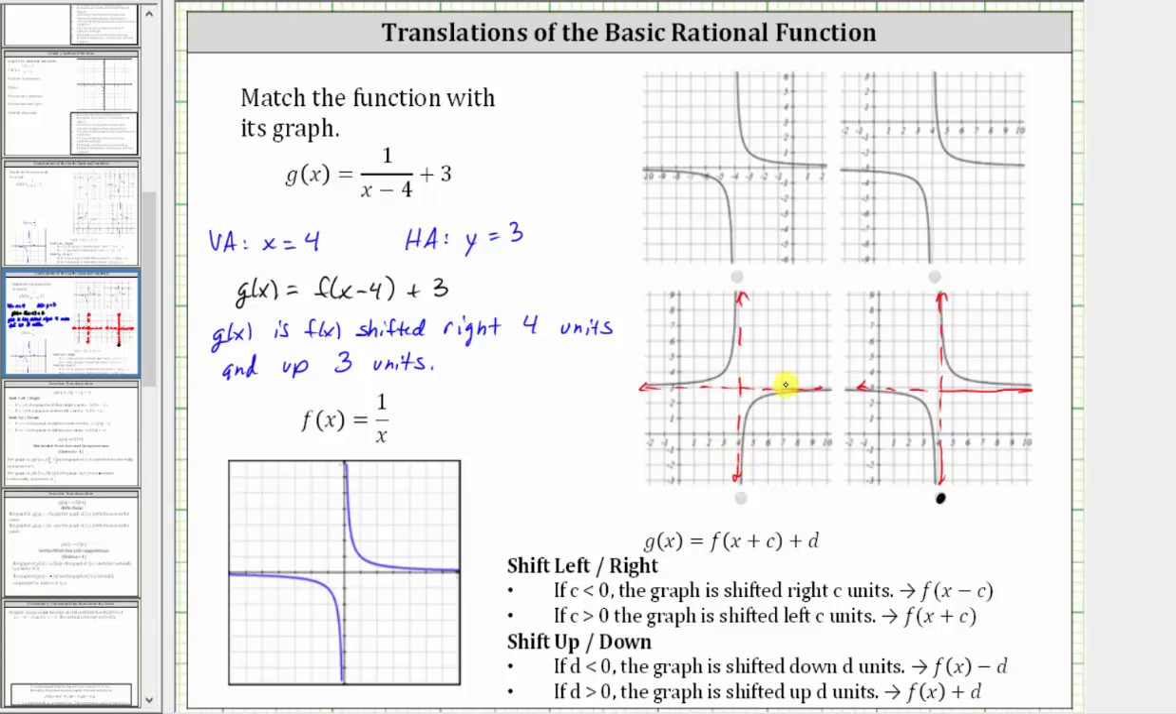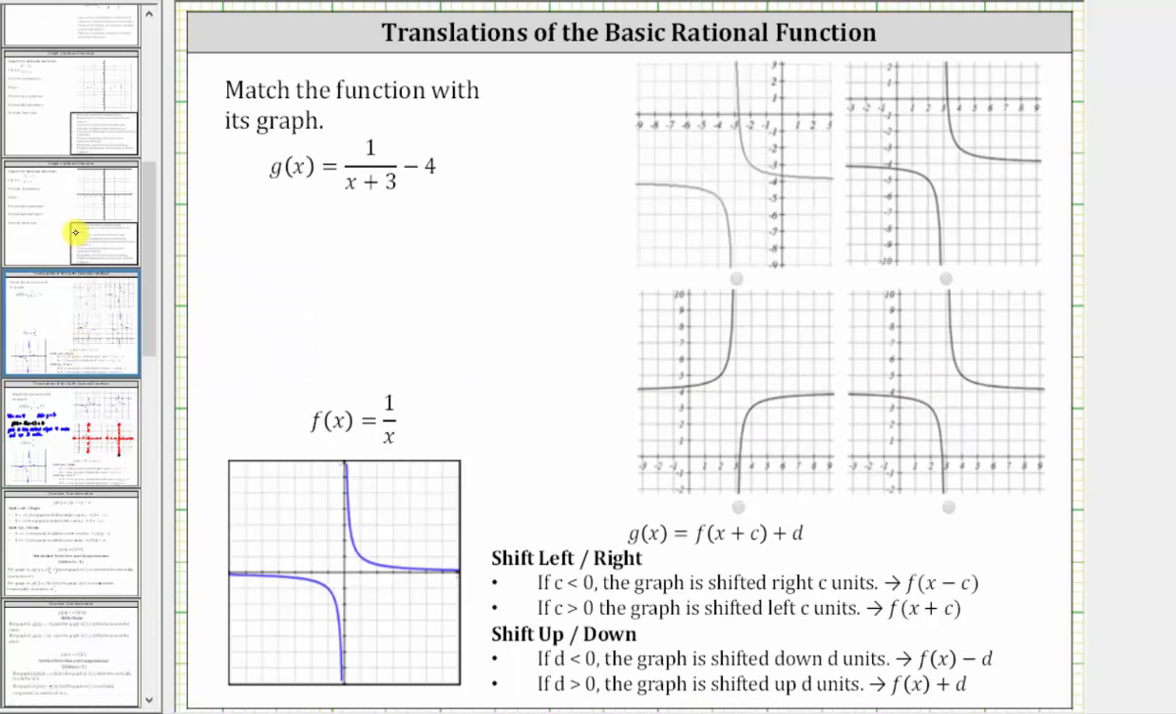Let's take a look at a second example. Here we're given g of x equals 1 divided by the quantity x plus 3, minus 4. Notice now the denominator is 0 when x equals negative 3, which is the vertical asymptote of g of x, which means g of x is f of x shifted left 3 units. And then because of the minus 4, the graph is also shifted down 4 units, and therefore the horizontal asymptote of g of x is y equals negative 4.